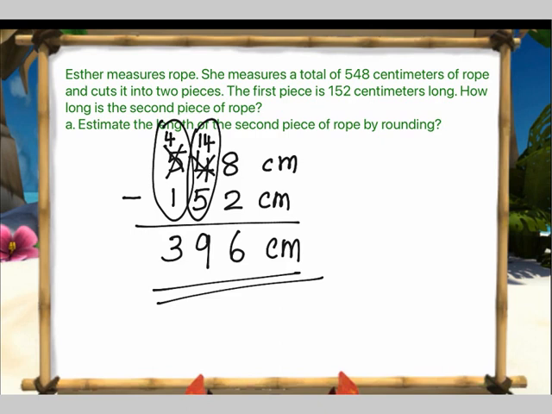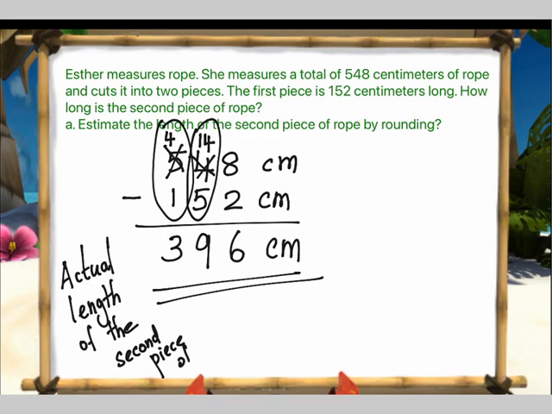Okay? Actual length of the second piece of rope. So that is 396 centimeters. Now we have to estimate to the nearest 10 and also estimate to the nearest 100 and find out which is more precise, which is very close, whether when we estimate by tens or whether we estimate by hundreds.